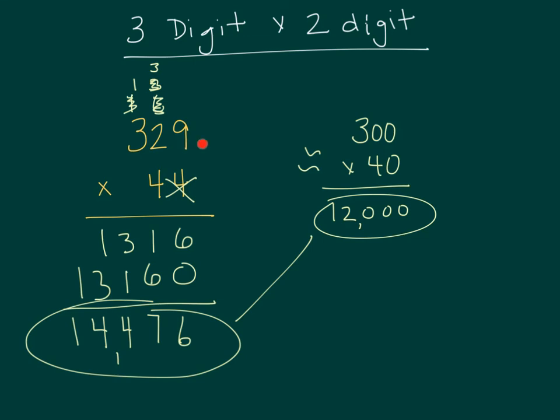What we can see here is that I rounded this number down to 300. I rounded this number down as well. If you rounded both numbers down, you'll find that your answer will be a lot higher than what your estimate was. Typically it works best if you can round one number up and one number down, and that will get you the closest. I hope this helps, and have a great afternoon.